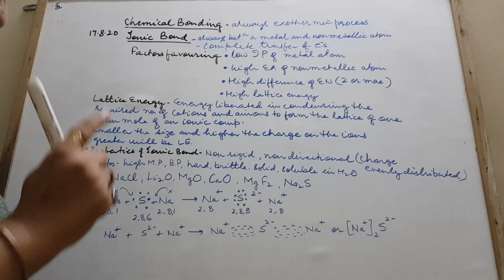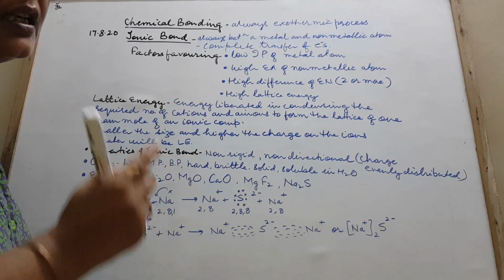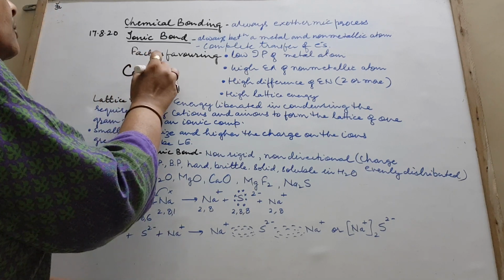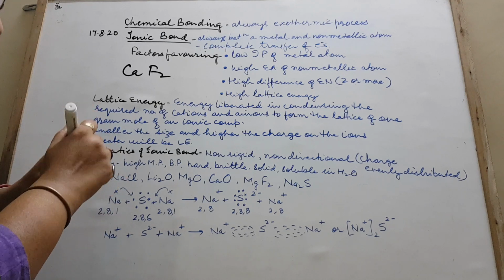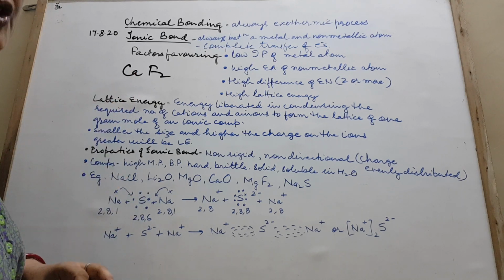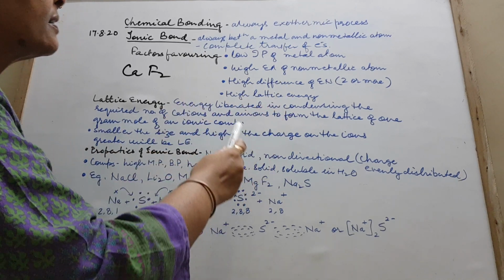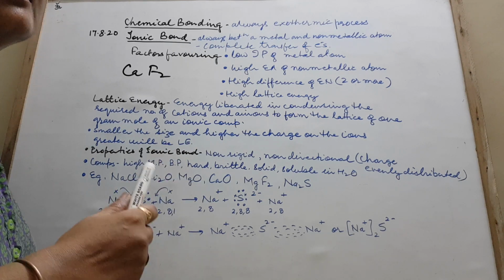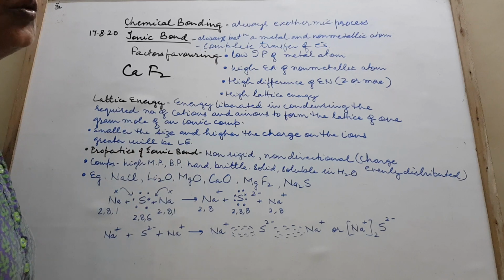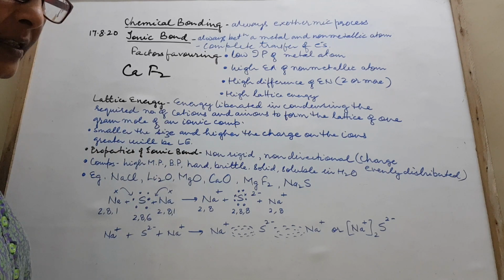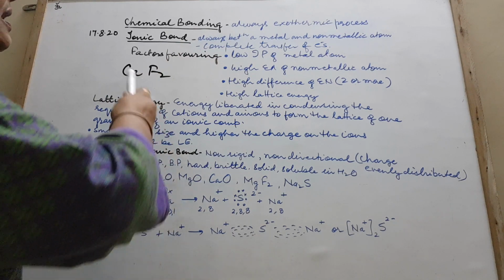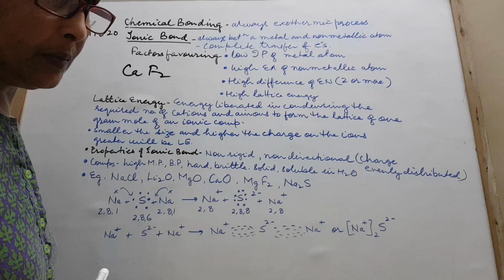If I want to make 1 gram mole of calcium fluoride, the formula is what? CaF2. So for 1 mole of calcium fluoride, I need 1 mole of calcium ions and 2 moles of fluoride ions. So energy liberated in condensing the required number of cations and anions to form the lattice of 1 gram mole of ionic compound is called lattice energy. Higher the value of lattice energy, this also favors the formation of ionic bond.